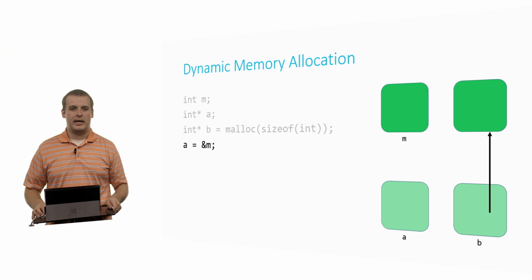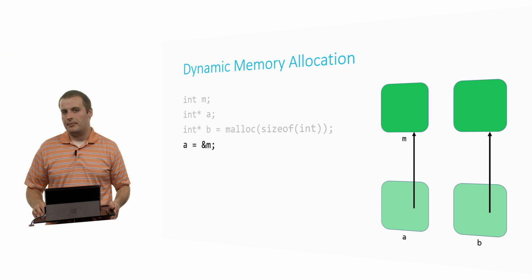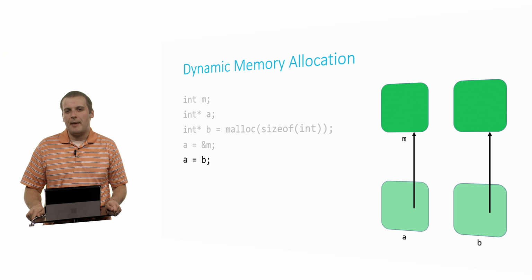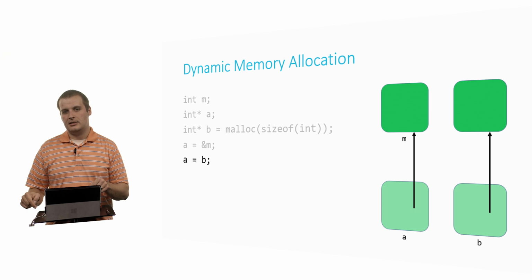Now I'll get a little more straightforward again. a equals ampersand m. Do you recall what a equals ampersand m is? Well, that's a gets m's address, or put more diagrammatically, a points to m. a equals b. Okay, so here's another one. a equals b. What's going to happen to the diagram this time? Well, recall that the assignment operator works by assigning the value on the right to the value on the left. So instead of a pointing to m, a now points to the same place that b points.